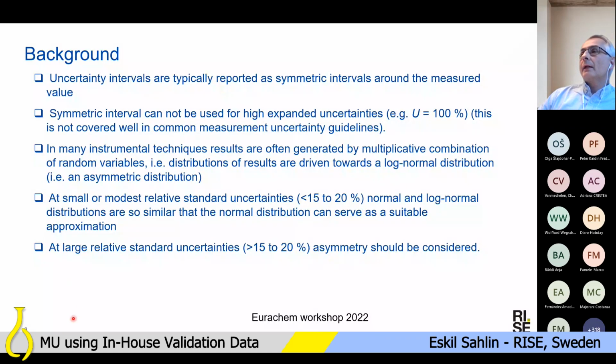I will also say that in many instrumental techniques, results are often generated by a multiplicative combination of random variables. Then the distribution of measurement results will be driven towards a log normal distribution, which is an asymmetric distribution. But at small or modest relative standard uncertainties, below 15 to 20%, the normal and log normal distributions are so similar that the normal distribution will serve as a very suitable approximation. But at large relative standard uncertainties, above 15 to 20%, we need to consider asymmetry.